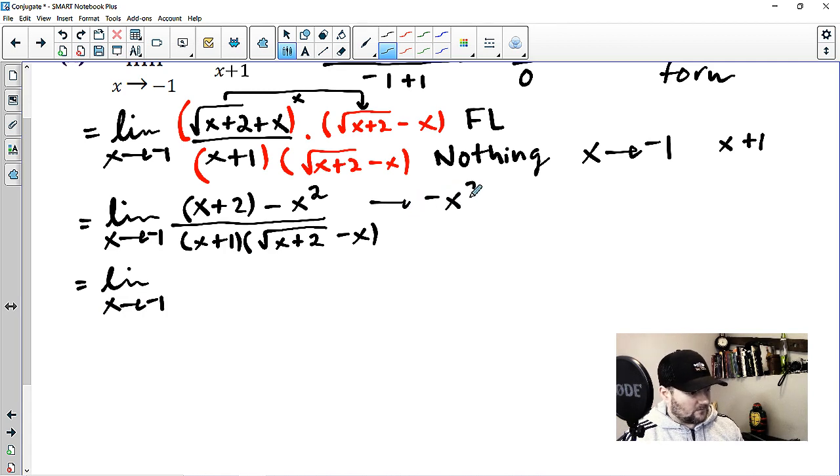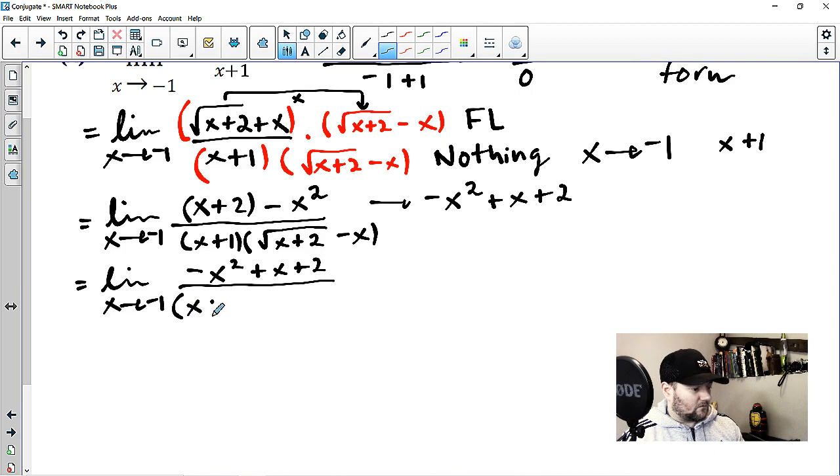So x squared, and then it's plus x plus 2. All right, so I've got something that I need to factor, and I'm just going to rewrite that right there, plus 2. So I'll put that negative x squared right out in front, and we're going to try and factor.